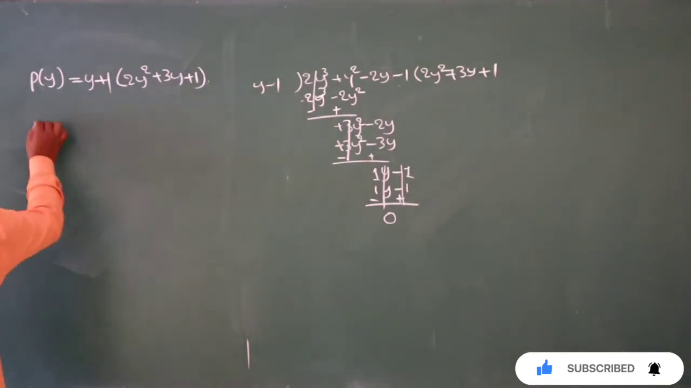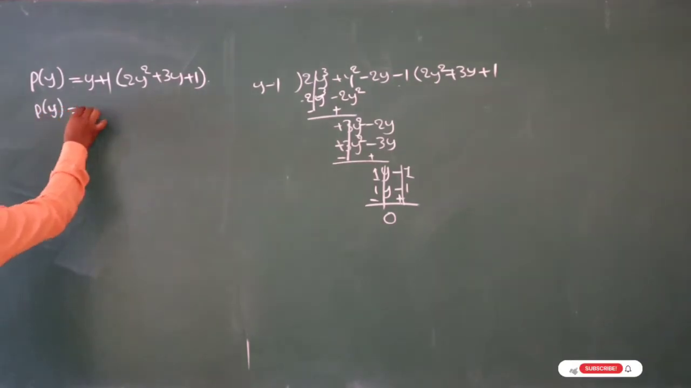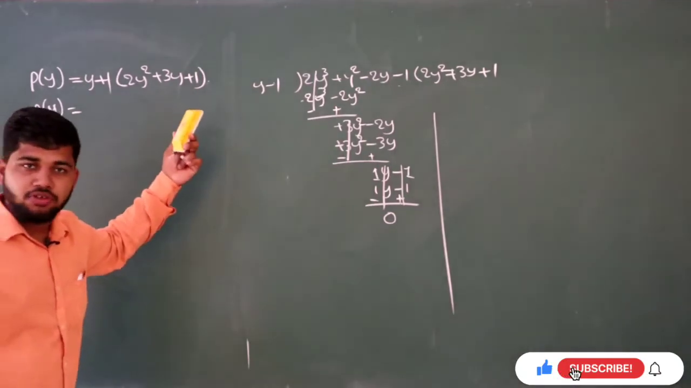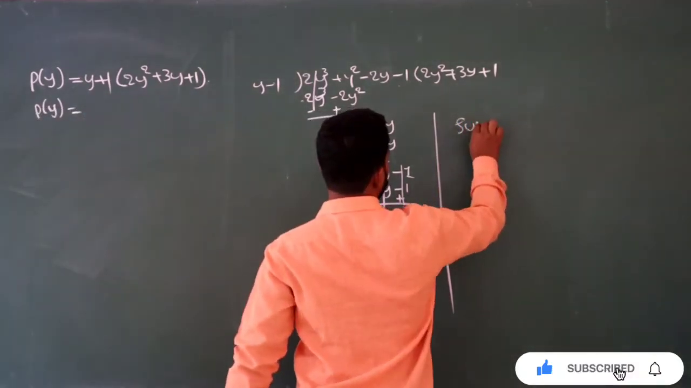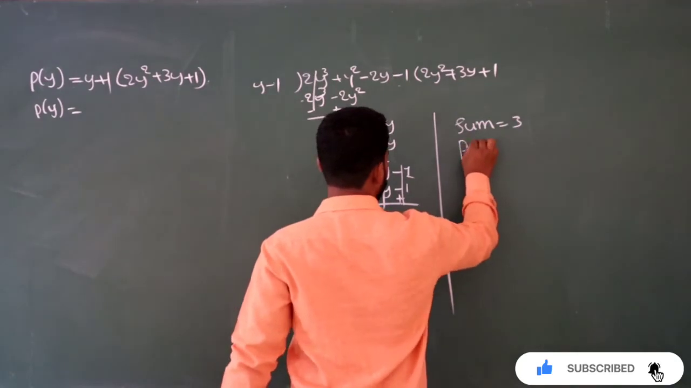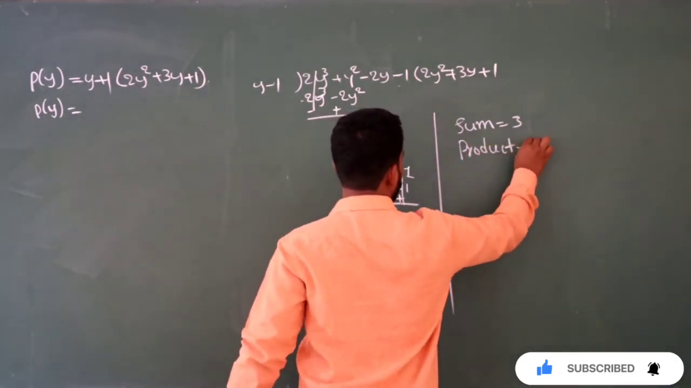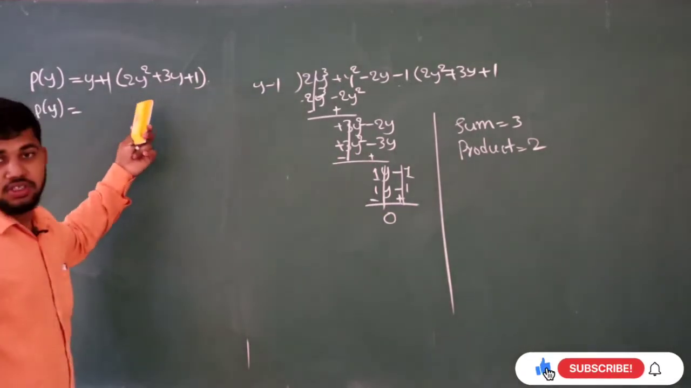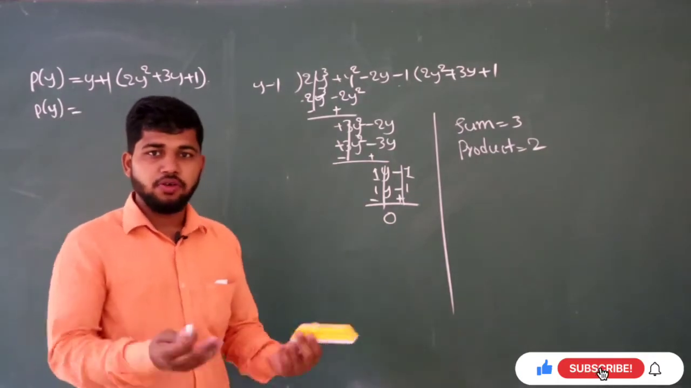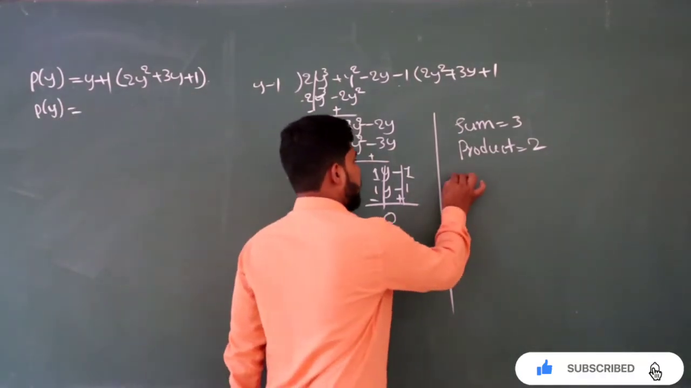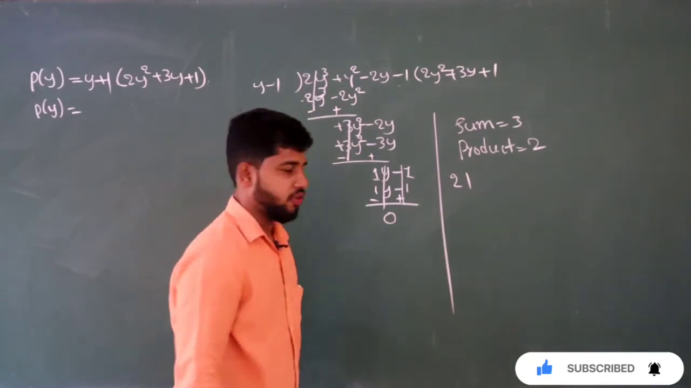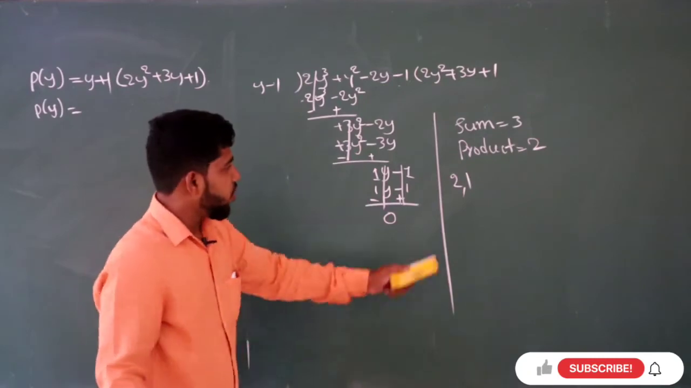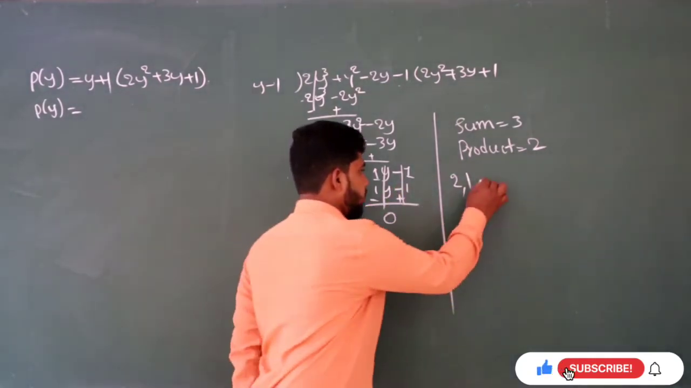Now what is the sum you have to get here? Sum is equal to 3, and product must be the same. First term into the last term, 2 into 1 is 2, and the middle number is the sum, equal to 3. If you are making the addition of 2 and 1, you are taking the two numbers by the splitting the middle number method. 2 and 1. If you are making the sum of these two numbers, we will get the 3.